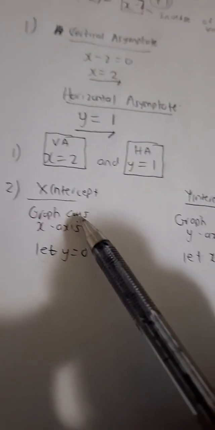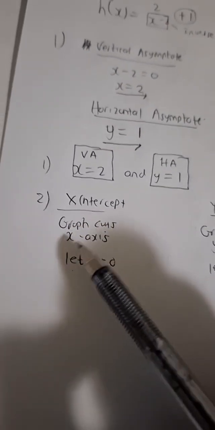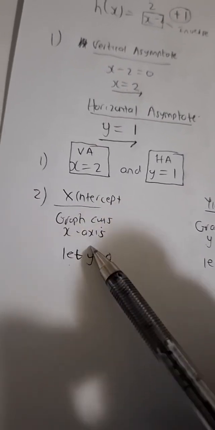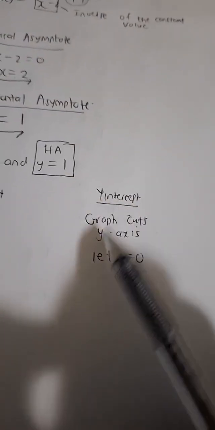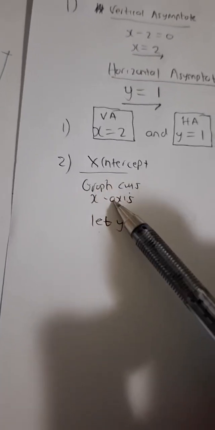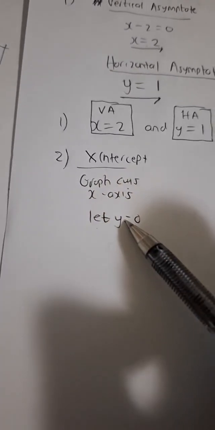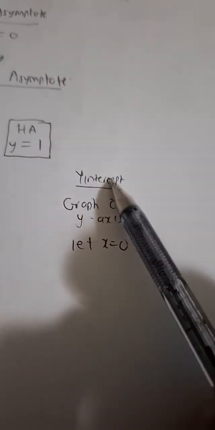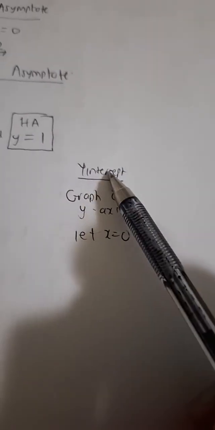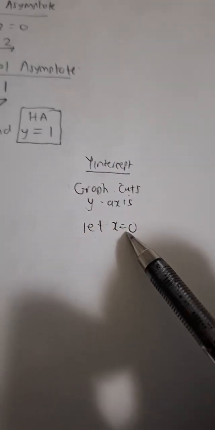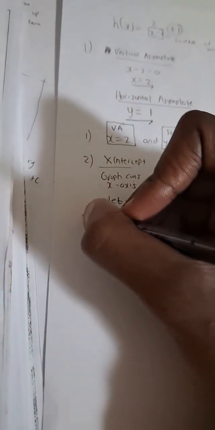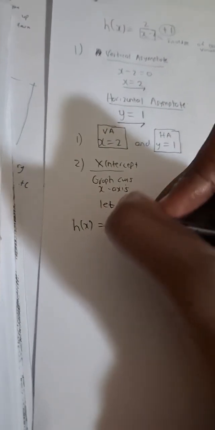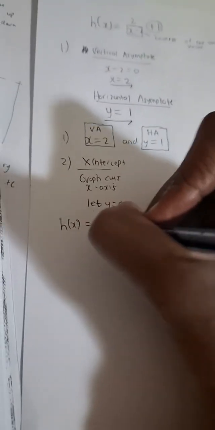So where the graph cuts the x-axis, that's the x-intercept. Where the graph cuts the y-axis, that is the y-intercept. So if we want the x-intercept, we let y be equal to 0. Where we have the y-intercept, we let x be equal to 0. So let's go to the function then and write it down. We know that h of x is equal to 2 over x minus 2 plus 1.